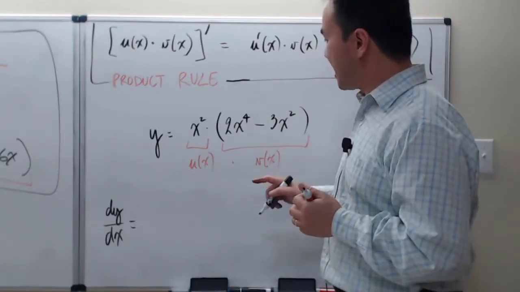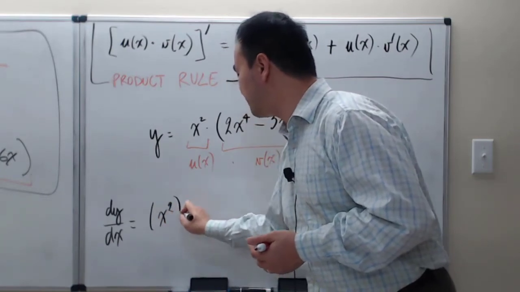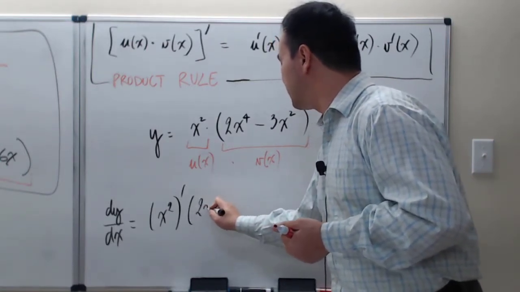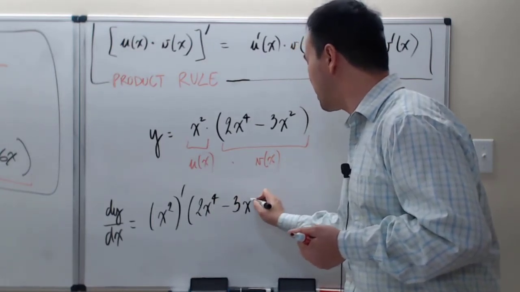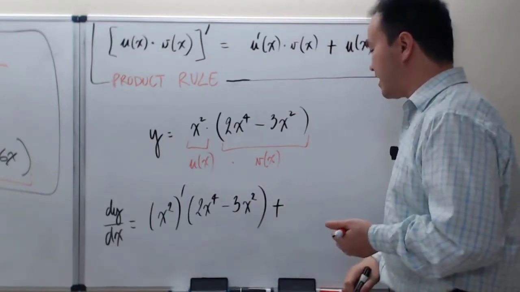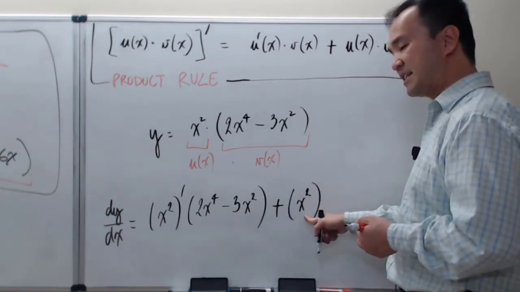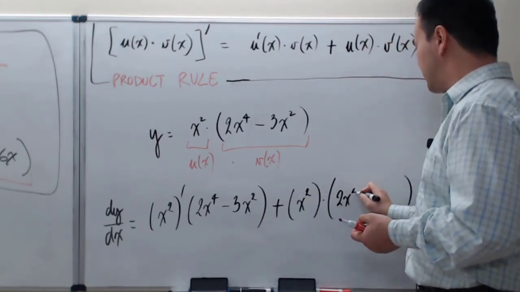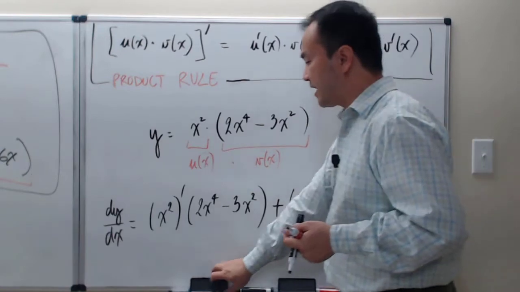The product rule says, here's my u, so I need to find the derivative of u first. I am going to take the derivative of x squared, and multiply with the function v, which is 2x to the fourth minus 3x squared, keeping it the same. But that is only half of our product rule, so now I am going to add. Next, I keep x squared the same, because that's u of x, and multiply with the derivative of 2x to the fourth minus 3x squared. Okay, now we are ready for the next step.